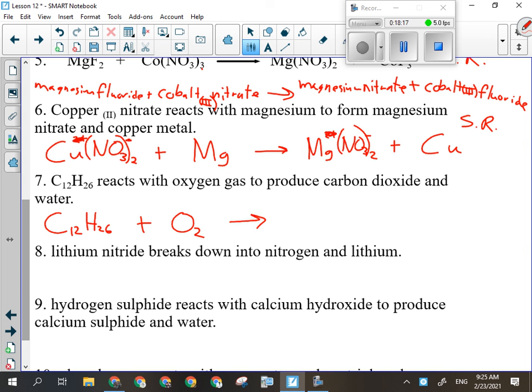All right, and what does that always form? Carbon dioxide and water. What kind of reaction is that? It's a combustion reaction. Let me give you a minute to see if you can balance that one. Remember your 2 balancing rules for combustion reactions.